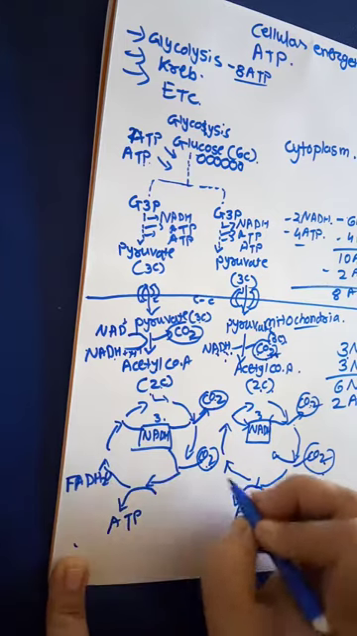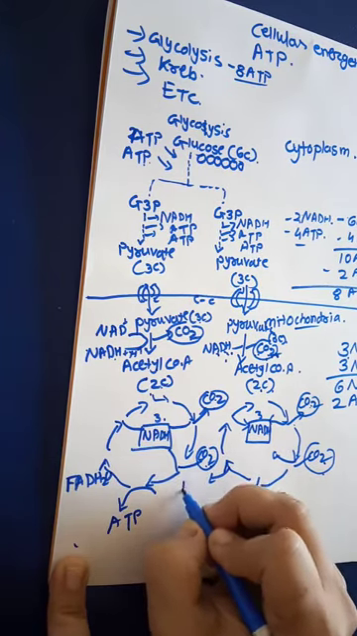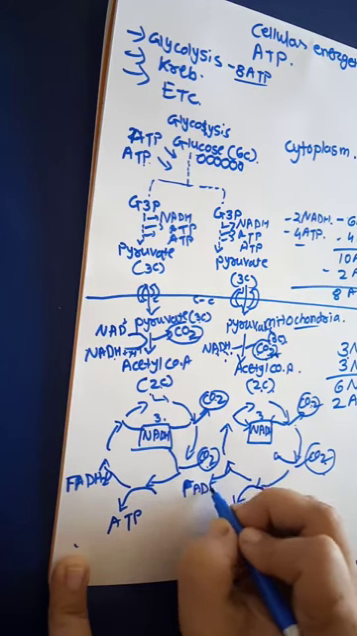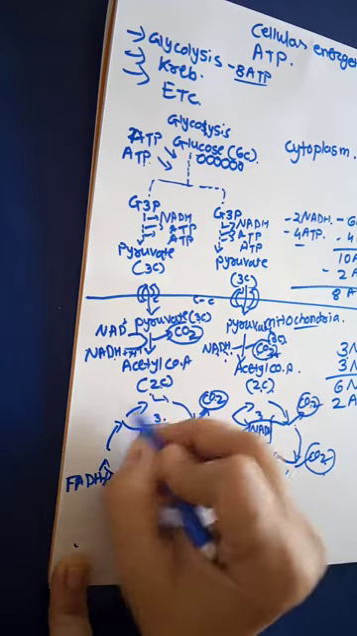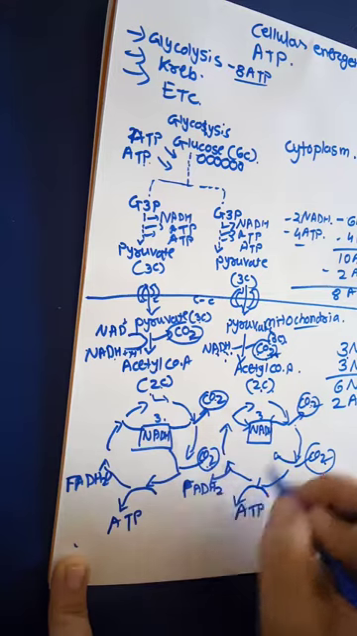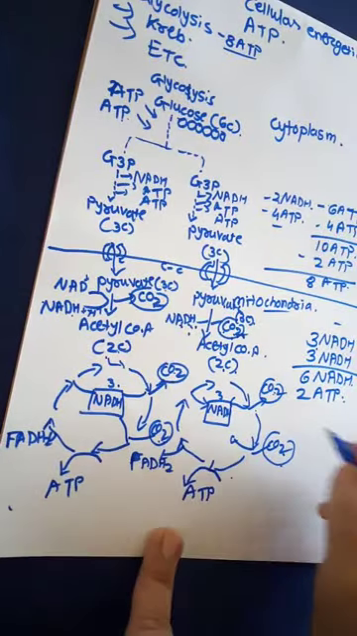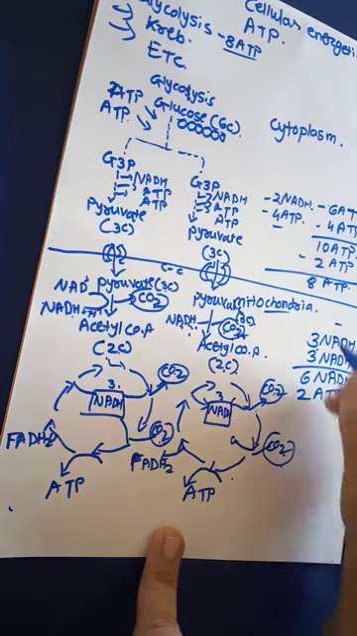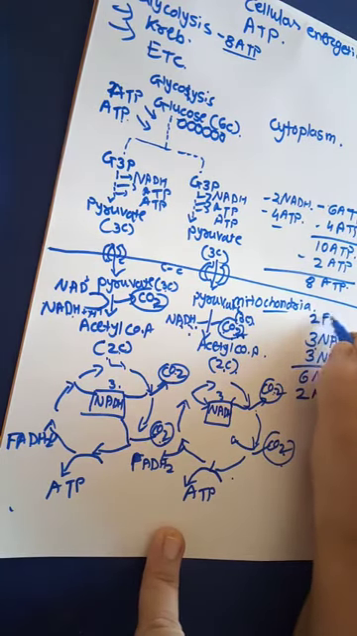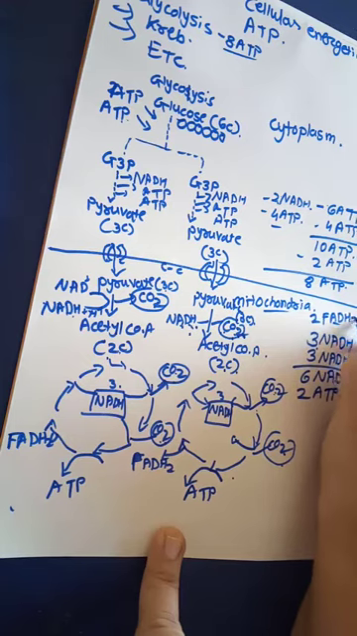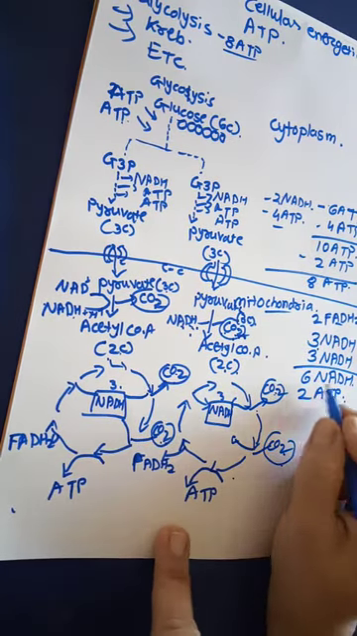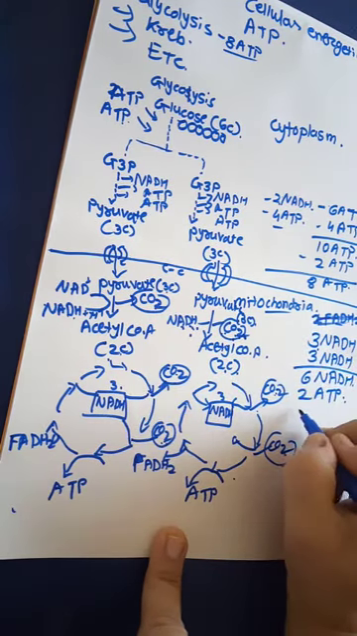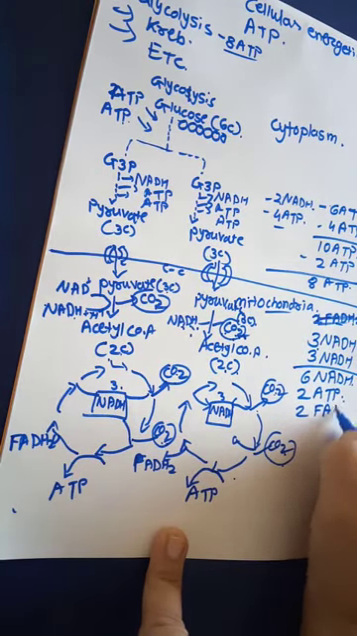FADH2 here. So 2 FADH2 will be produced, one FADH2 from one Krebs cycle, another FADH2 from another Krebs cycle. So 2 FADH2. Rather, we will write here: 6 NADH, 2 ATP, and 2 FADH2.